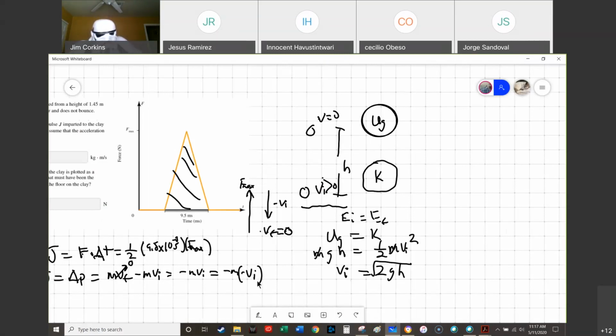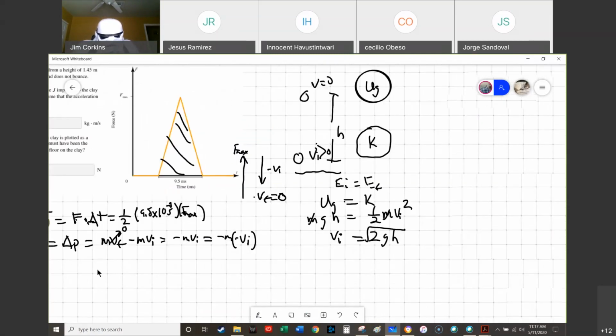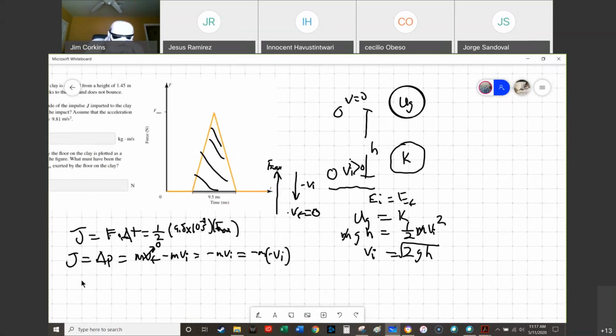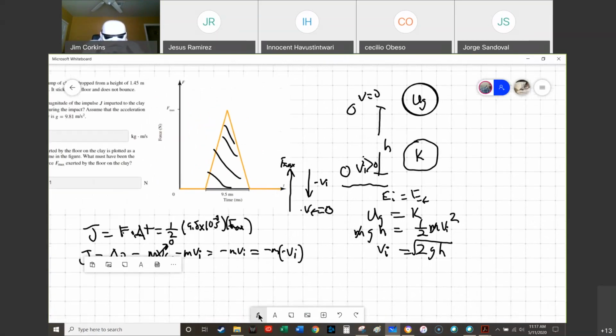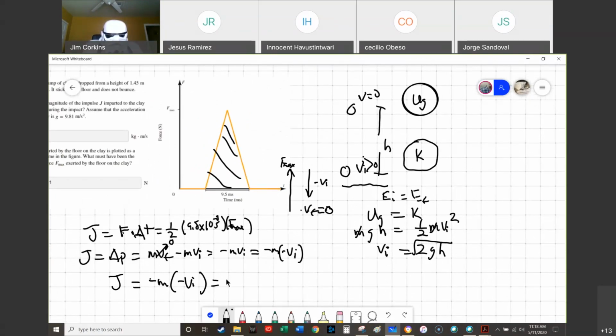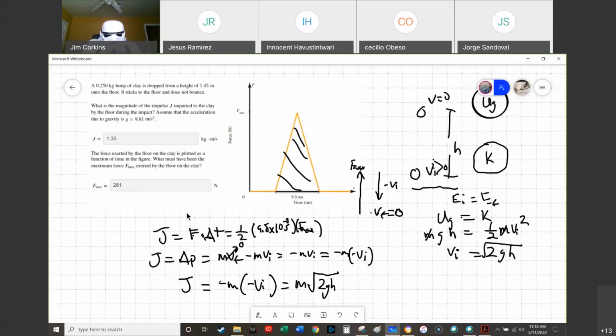Now we're going to use this initial velocity to get the impulse. Since we said the J vector, which is the impulse, is equal to negative m times negative v_i. That's equal to m times the square root of 2gh, which is the total impulse.